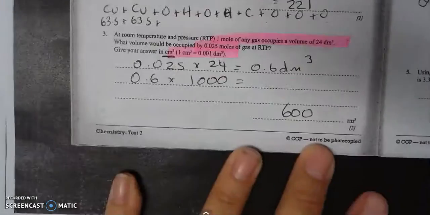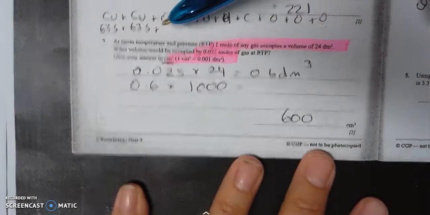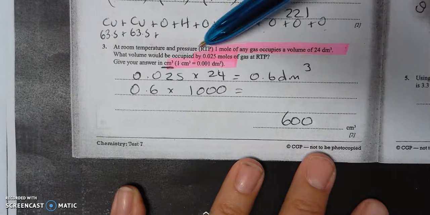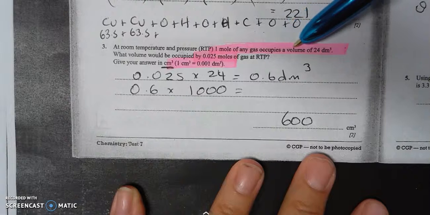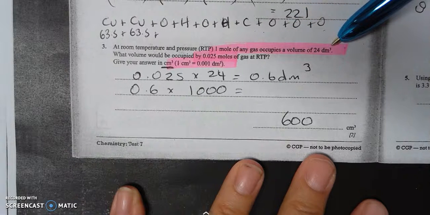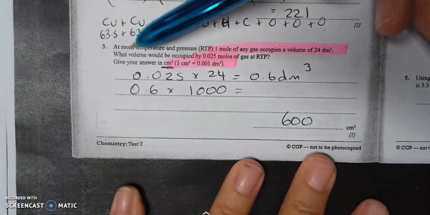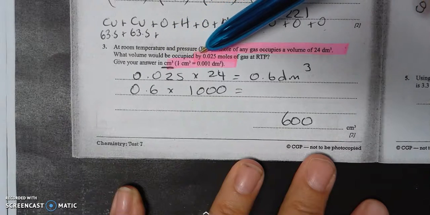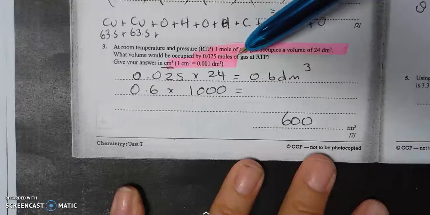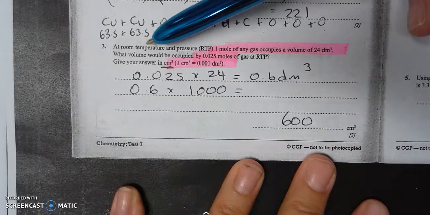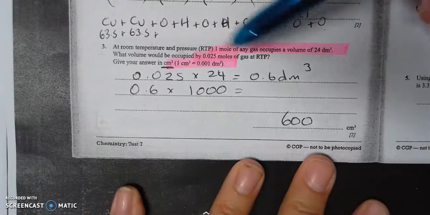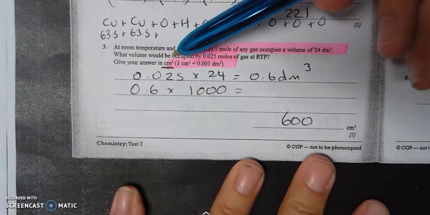Okay, so question 3. At room temperature and pressure, 1 mole of any gas occupies a volume of 24 decimeters cubed. What volume would be occupied by 0.025 moles of gas at the room temperature and pressure? And then it says give your answer in centimetres cubed.